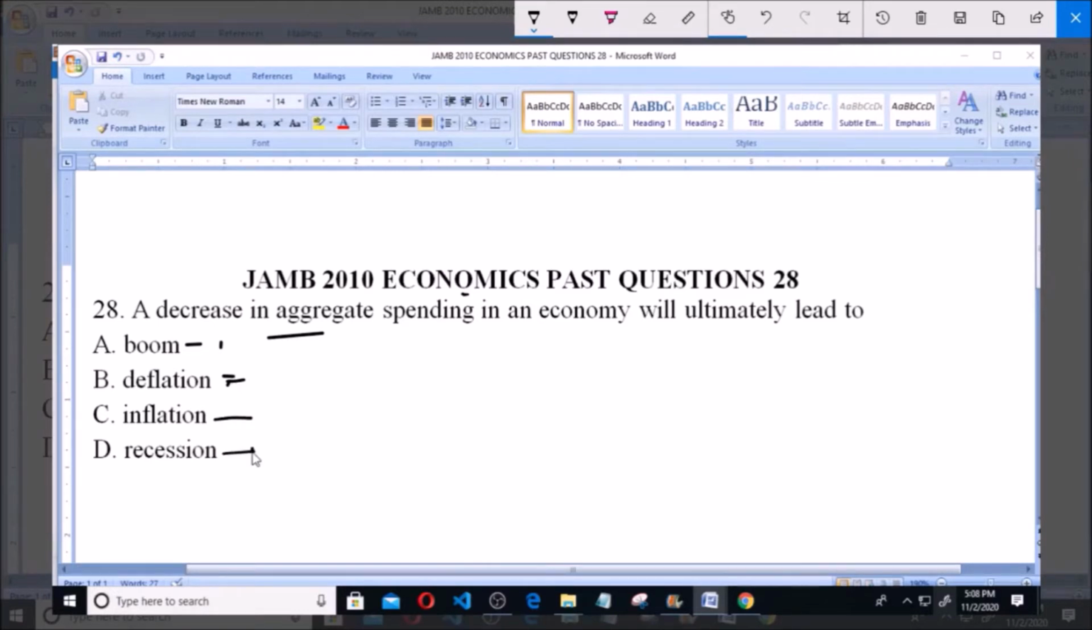If you look at a continuous fall in the price level of goods and services as a result of a decrease in the volume of money in circulation, since prices fall, the value of money rises during deflation. A given sum of money can purchase more goods and services. So this situation is called deflation. So our answer is option B. Option B is our correct answer.